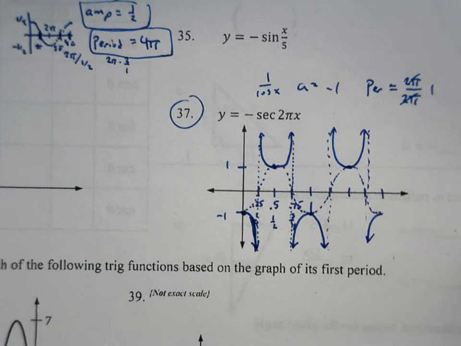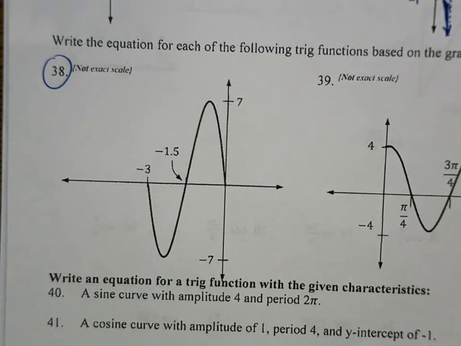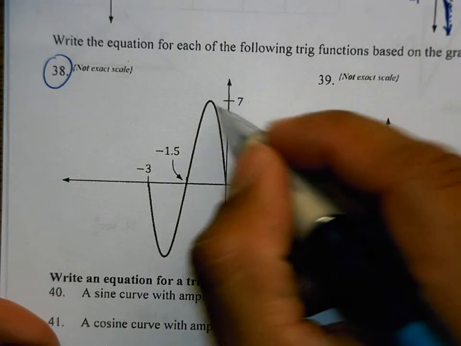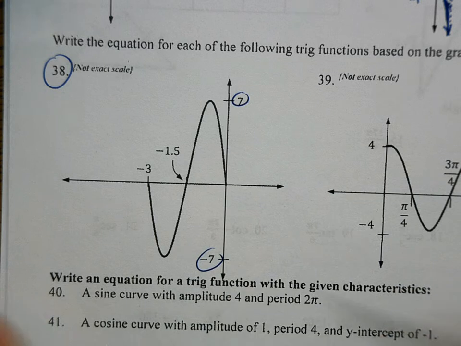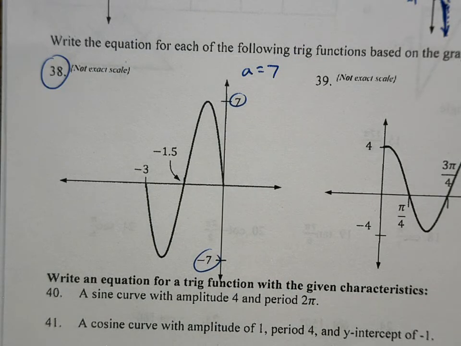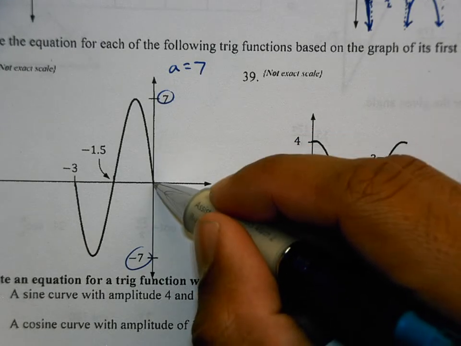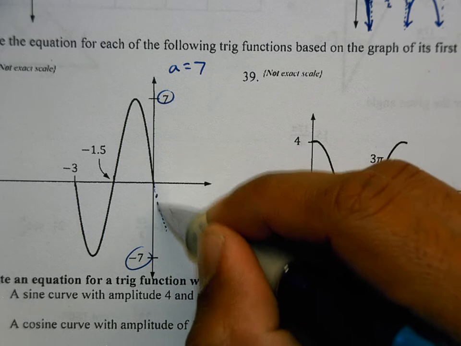Let's look at 38. Now the first thing that I notice is that the highest it goes is 7 and the lowest it goes is -7. That tells me that the A value has to be 7. The second thing that I notice is that if I were to continue this thing down, let's just follow this path.